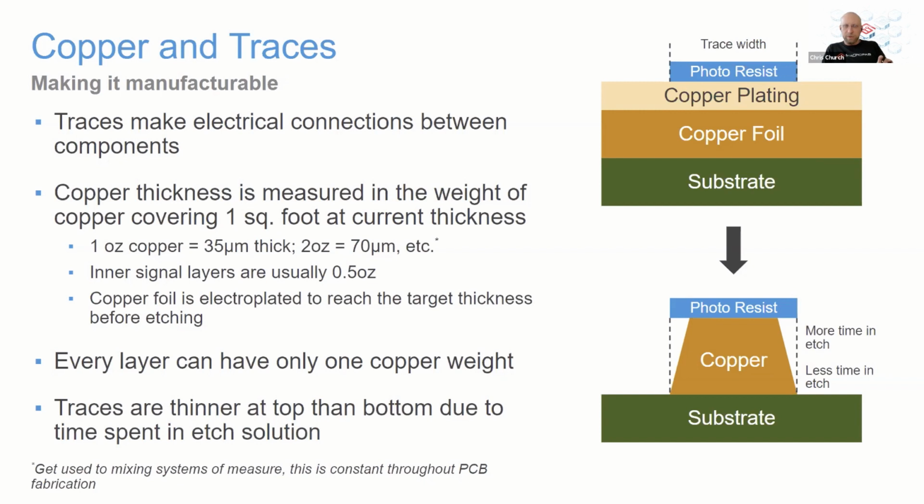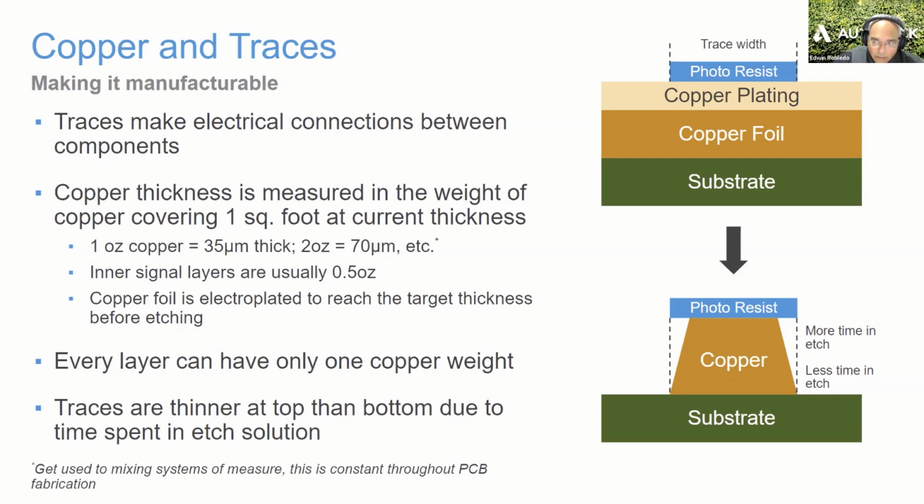So the two most common standard copper thicknesses are 1 ounce and 2 ounce, and those are 35 micrometers and 70 micrometers. You can of course do 3 ounce, 4 ounce, etc. I've seen some places do as high as 8 ounce, but that's pretty rare, and that's going to have some pretty strict requirements on how you design.